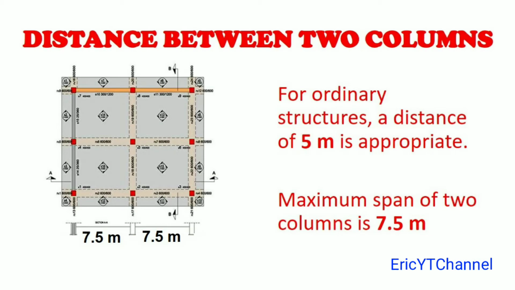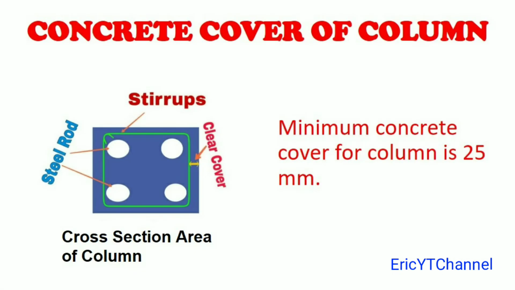Distance between two columns. Specification is for ordinary structures, a distance of 5 meter is appropriate. Maximum span of two columns is 7.5 meter. Concrete cover of column. Specification is minimum concrete cover per column is 25 mm.